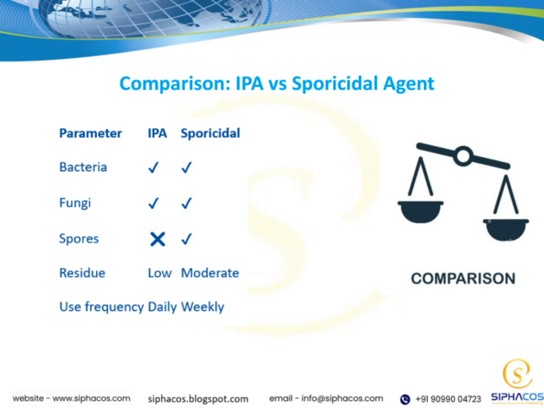On the other hand, sporicidal agents are specifically formulated to target and eliminate spores effectively. These agents usually have a longer contact time and more potent chemical properties to ensure spores are destroyed. So the key takeaway here is that while IPA is great for general disinfection, for environments where spores might be present, like healthcare settings, you need to rely on sporicidal agents. This distinction is crucial in maintaining a high standard of infection control and ensuring safety.